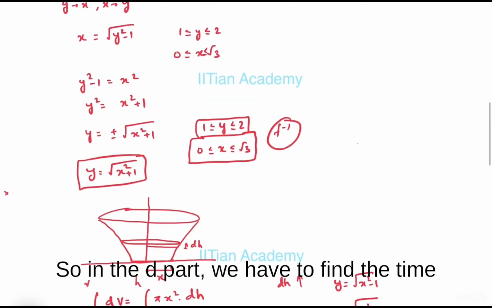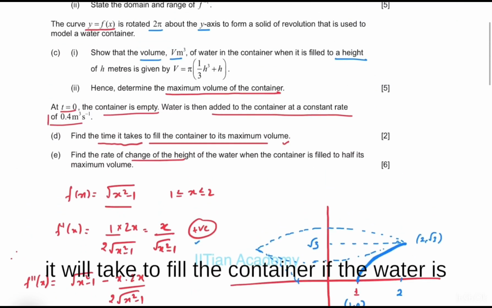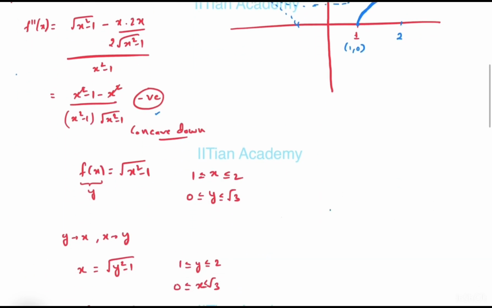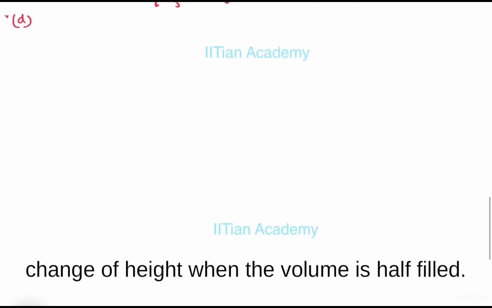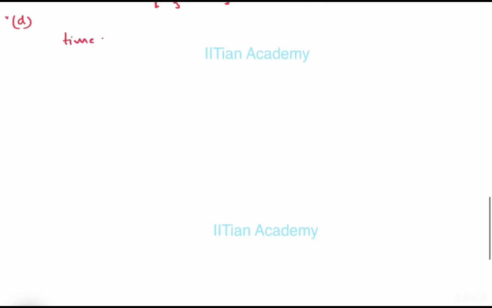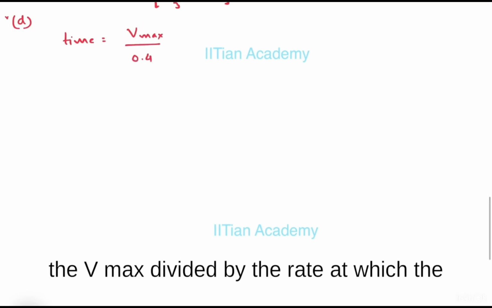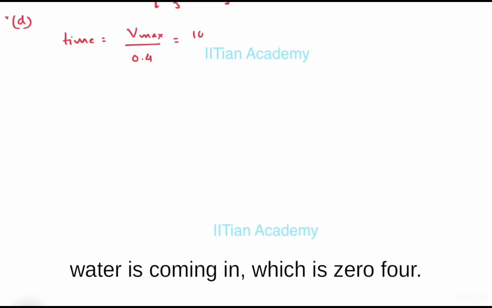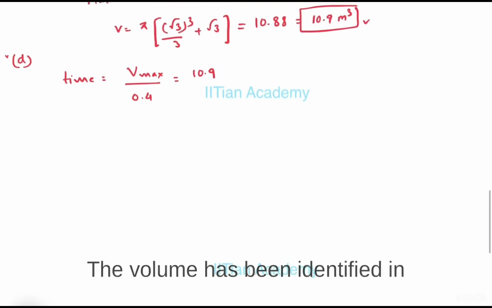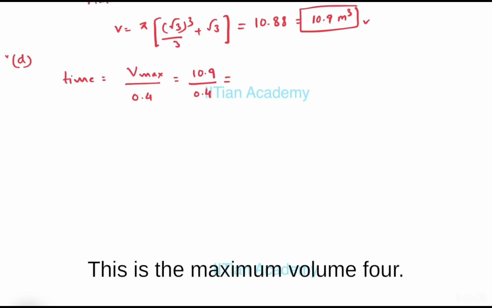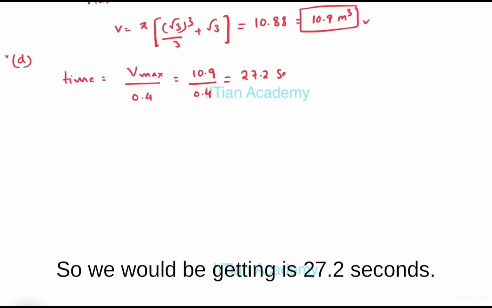So in the D part we have to find the time it will take to fill the container if the water is coming at a rate of 0.4 meter cube per second, and we also have to find the rate of change of height when the volume is half filled. So the time it will take will be equal to the V max divided by the rate at which the water is coming in, which is 0.4. The maximum volume has been identified in the previous part as 10.9, divided by 0.4. So we would be getting 27.2 seconds.